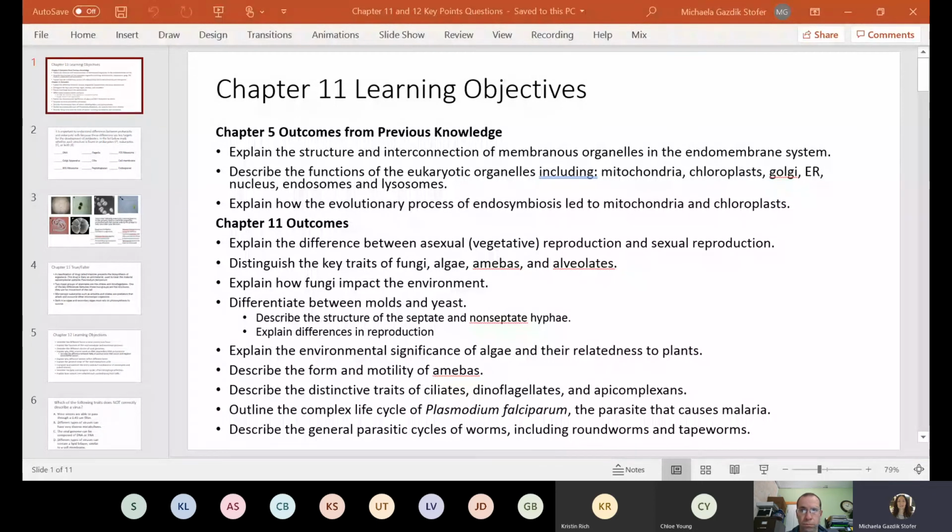I always put these at the start of the slide because remember, these are what I use to guide my exam. These are what I think are important, and these are the things that I want you guys to be able to kind of know and do as you're going through the chapter and the information.